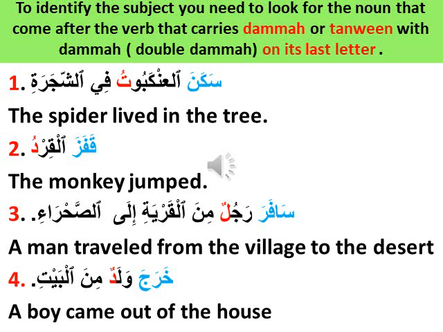The second example. قفز القرد. The monkey jumped. قفز, jumped, comes right before qirdu, which ends in a dammah and comes right after a verb, and that makes it the subject.